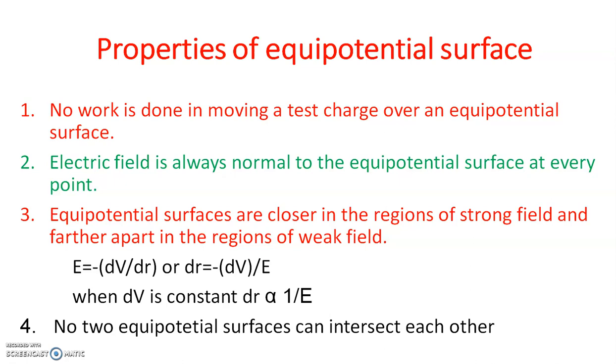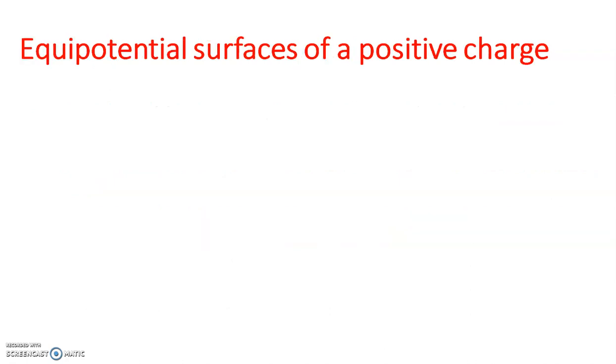And last property, no two equipotential surfaces can intersect. That is clear, because if two equipotential surfaces intersect, what does it show? At the intersecting point, two potentials are possible. That is not possible by the definition of equipotential surface. Only one value of potential is possible. So equipotential surfaces will not intersect.